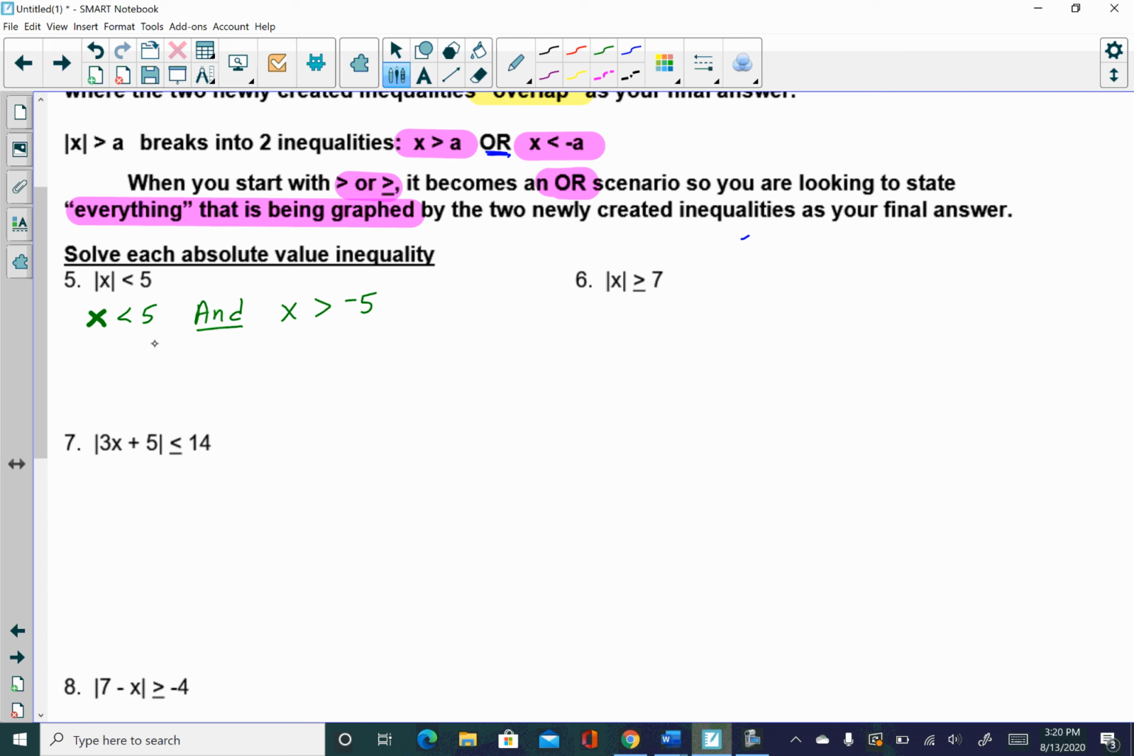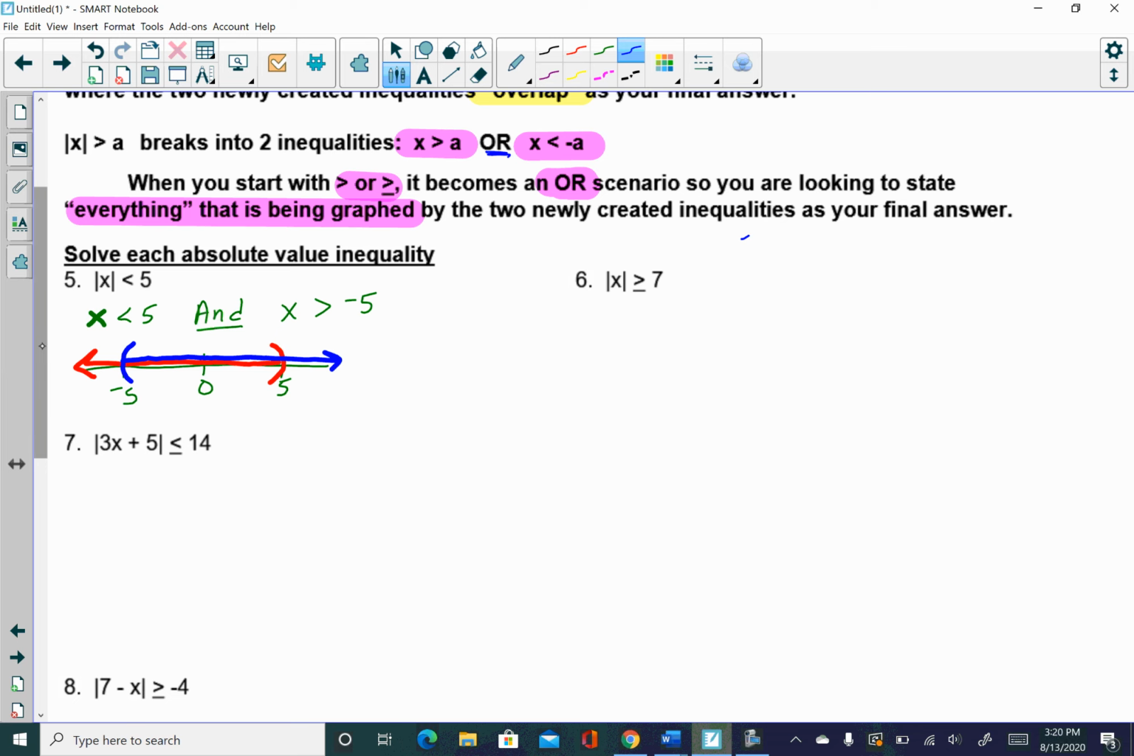From there, if you had something to solve, you would. We don't at this point, so we graph it. So I've got my 0, I've got my positive 5 and my negative 5. At positive 5, I have a parenthesis, and I'm going to be shading to the left. At -5, I have a parenthesis and it's pointing to the right, so I am shading to the right.